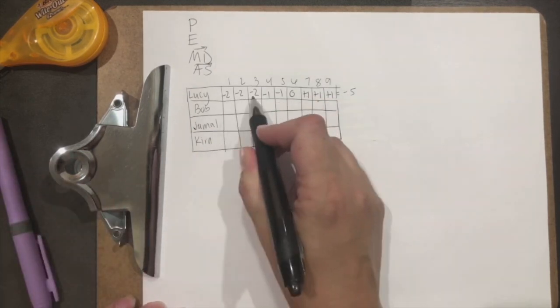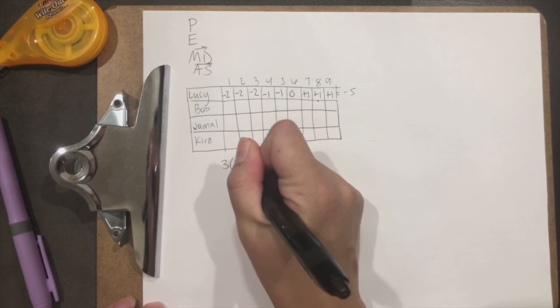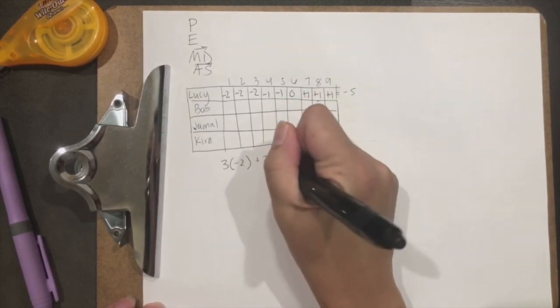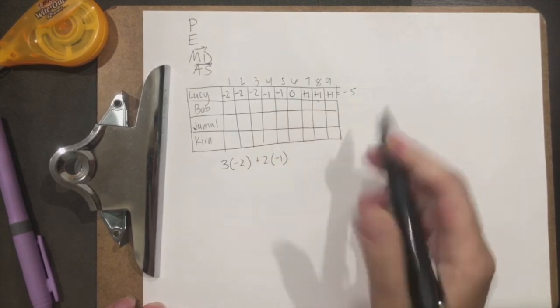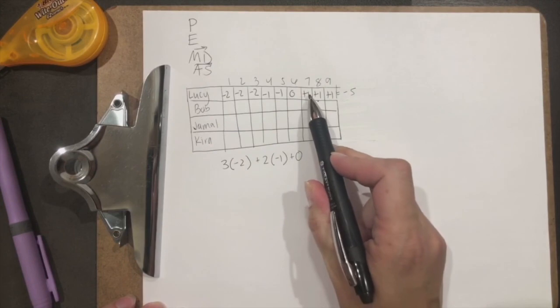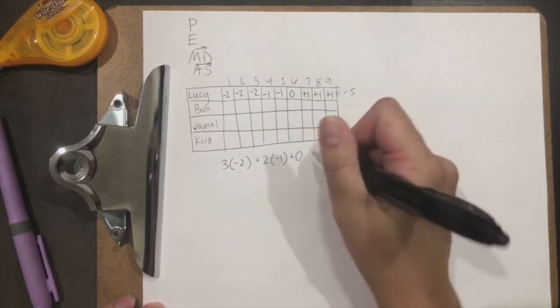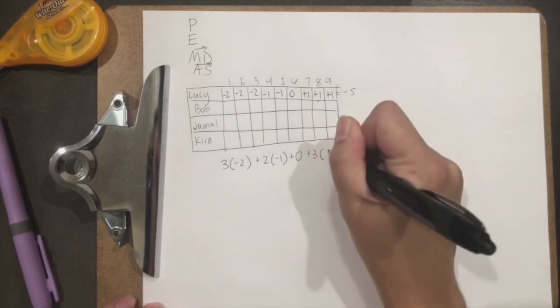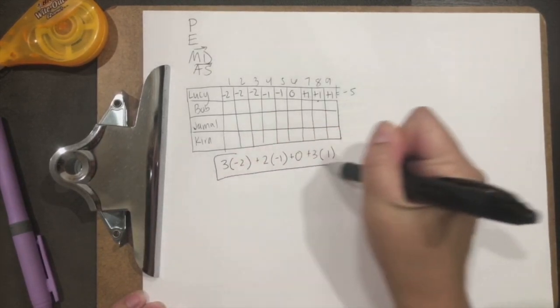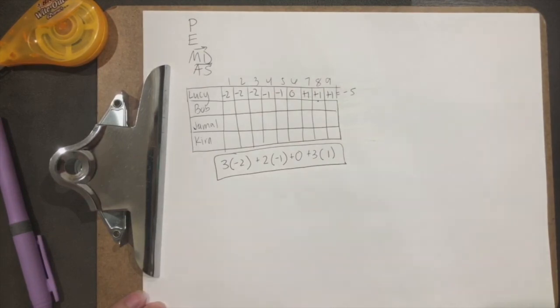So we've got 3 sets of -2, so we're gonna do 3 sets of -2, plus 2 sets of -1, plus a 0, we'll throw it in there for good measure, plus 3 sets of +1. So there's our expression. This is what we want to circle for the answer, or box for the answer.